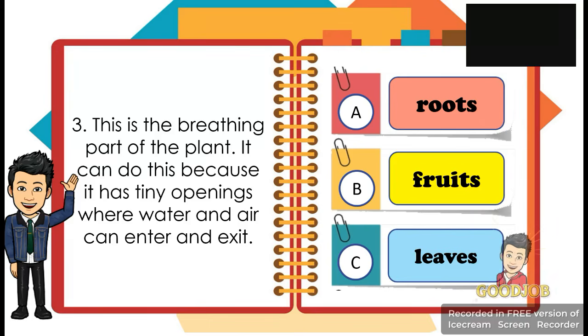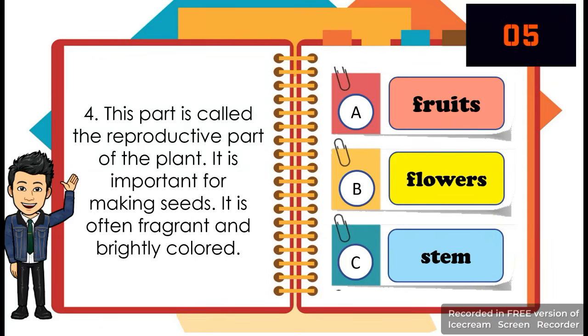Answer is leaves. Number 4. This part is called the reproductive part of the plant. It is important for making seeds. It is often fragrant and brightly colored. A. Roots, B. Flower, C. Stem.